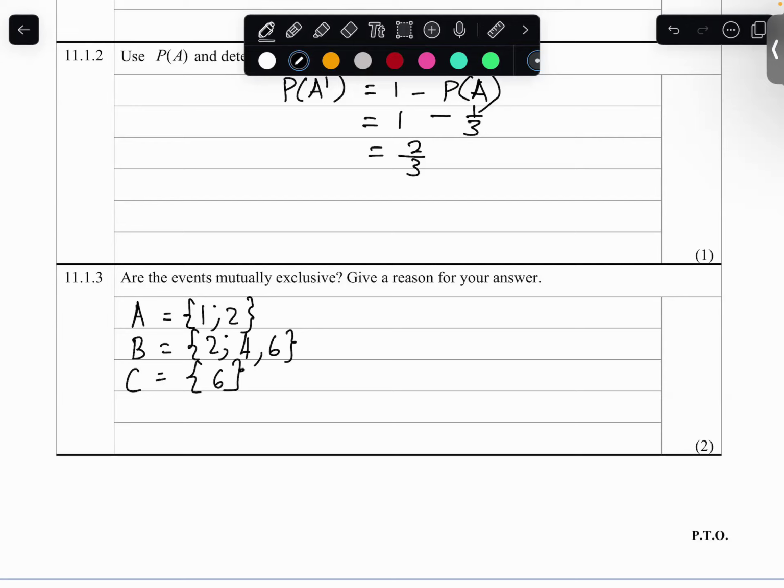So are the events mutually exclusive? Mutually exclusive means there must be nothing in one that's also in the other 2. So they must have everything completely different in all 3 events. So you'll say no, the events are not mutually exclusive because the probability of A, B, and C is not equal to 0. There are things that they share in common. For mutually exclusive events, they must share nothing in common, right? So they're not mutually exclusive.